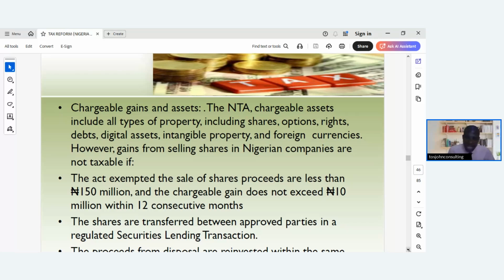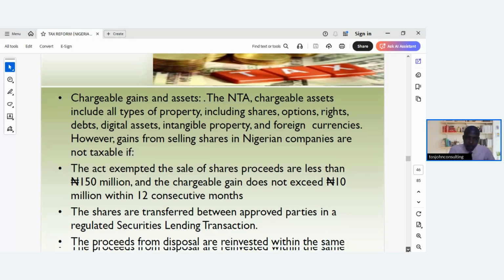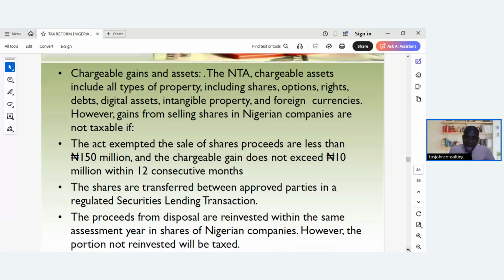The shares are transferred between approved parties in a regulated securities lending transactions. That's another condition. The proceeds from disposal are reinvested within the same assessment year in shares of Nigerian companies. However, the portion not reinvested will be taxed. So that is it. There's clarity there for you.